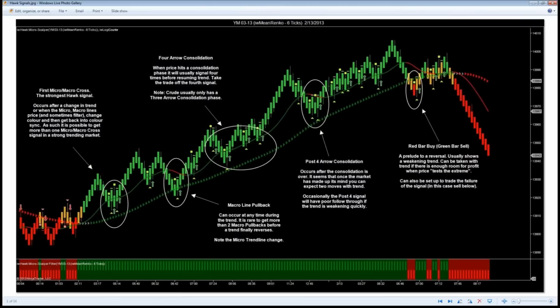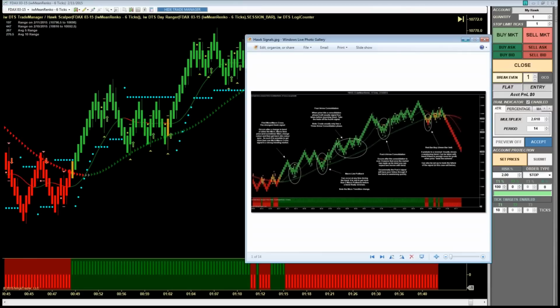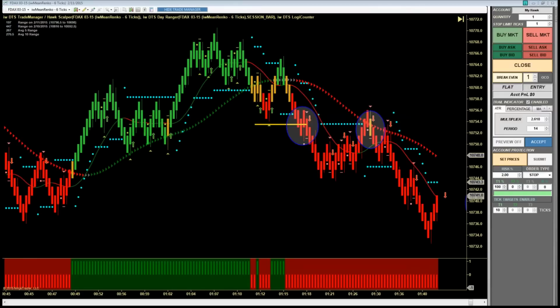Notice after the macro pullback signal, I had another signal, but I did not take that. I had the 4-arrow consolidation, which is, again, a high probability signal. I had another signal up here. Well, this one didn't engage. It wasn't actually until this one here, the post 4-arrow consolidation, which also happened to be a macro pullback. But all these signals through here, not too interested in them because they're not lining up with any of my 5 signals that I'm interested in taking. So likewise here on the DAX, I have a first micro-macro crossover signal, which I know to be reliable.